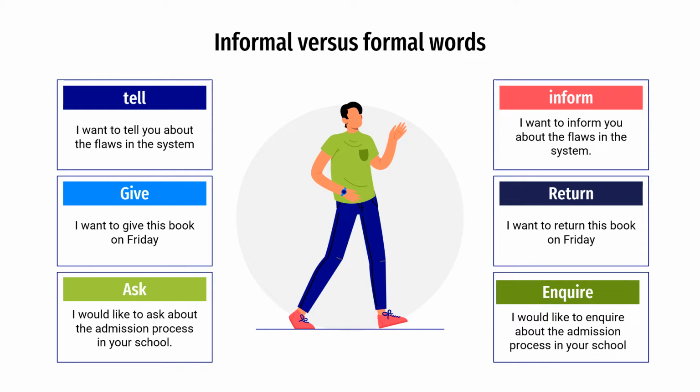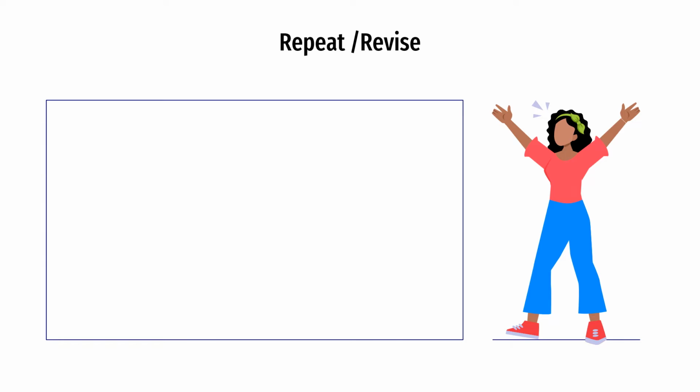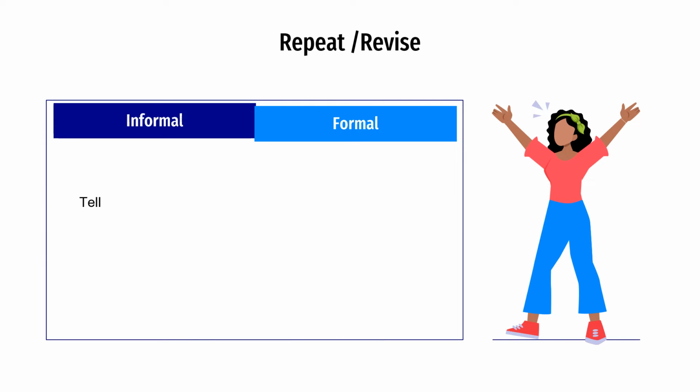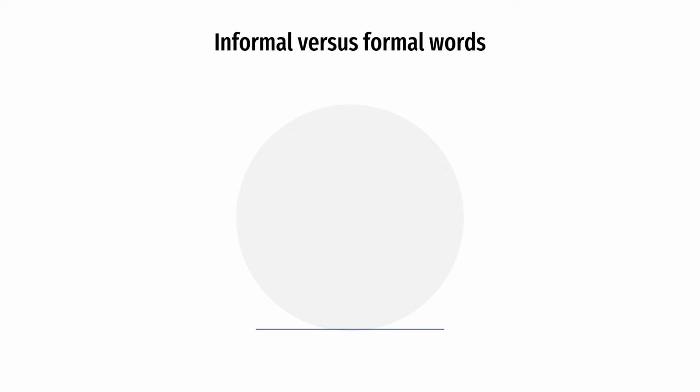Let's repeat the words that we have just discussed. Repeat and revise. Instead of tell, you can use inform. Instead of give, you can use return. Instead of ask, you can use inquire. So let's keep this in mind while writing a new letter. You will use the formal words which are inform, return, inquire. Let's move on to the next 3 words.